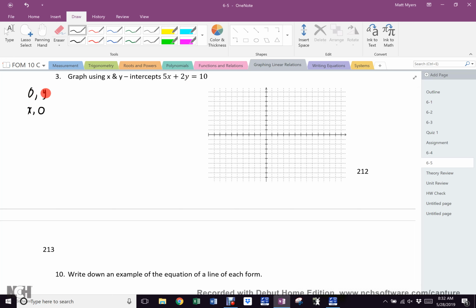What do you guys feel you need? Because in my mind, the smart thing to do here is make you guys choose one and do it, and I'll do both. Okay, go. Choose one. Either turn it into slope-intercept form or use the intercepts.